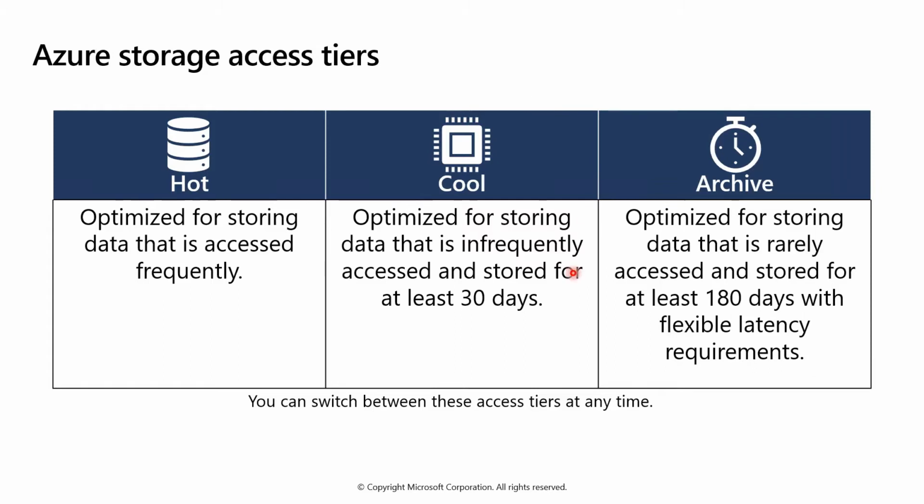Then comes your cool tier. This is optimized for storing data that is infrequently accessed and stored for at least 30 days. So if you have data that will be there for an entire month, but maybe will not be accessed so frequently, then you can keep it in the cool tier.